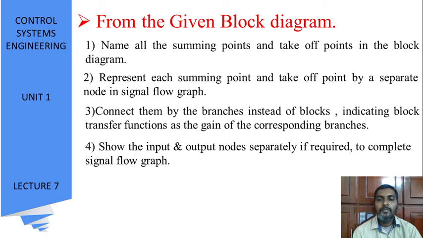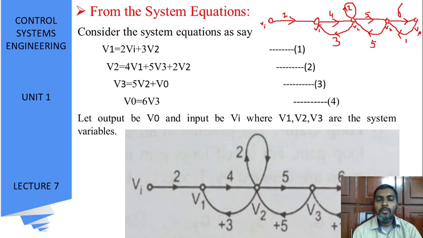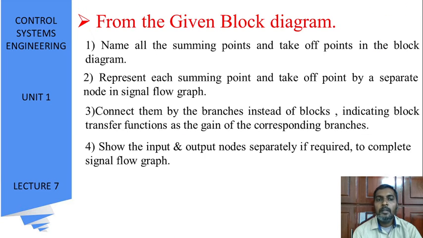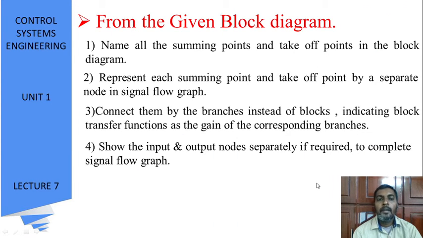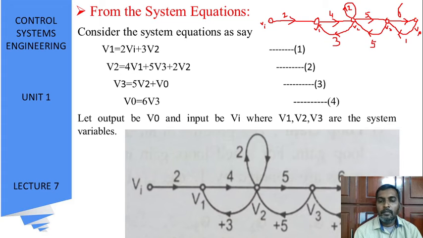Okay, so here we are naming all the summing points and takeoff points in the block diagram. Here we are naming each and every summing point, that is V1, V2, V3. And represent each summing point and takeoff point by a separate node in the signal flow graph. Here they have node 1, let it be node 1, node 2, node 3.